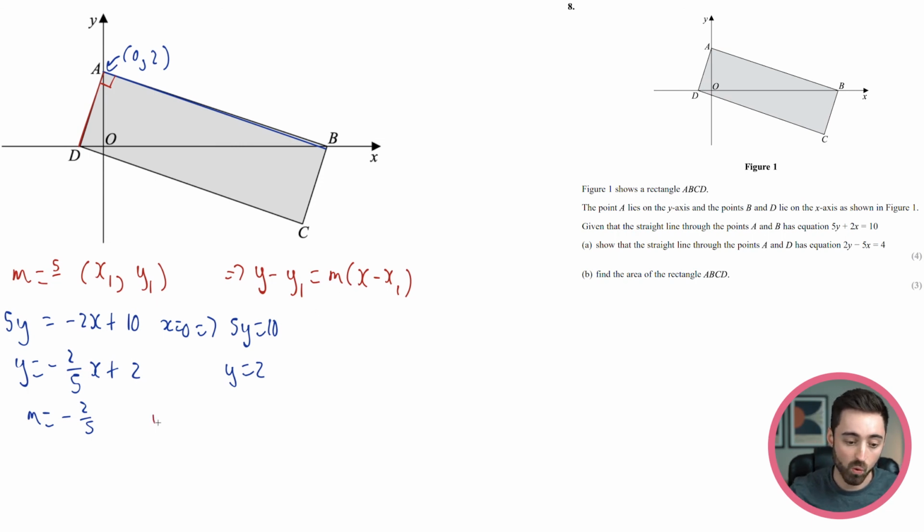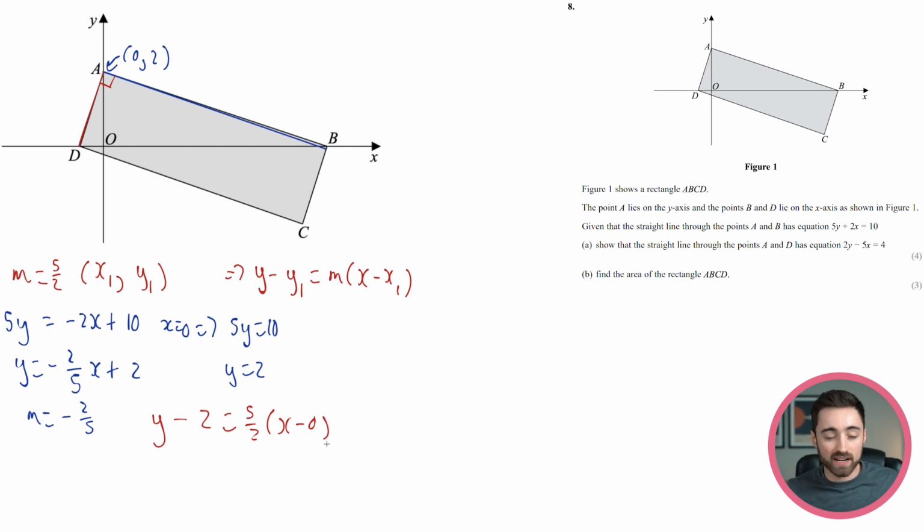So I'm going to get y minus 2, I wrote y1 when I meant to write 2, equals m, which is going to be 5 over 2, multiplied by x minus x1, which is 0. Cool, okay, that's the equation.